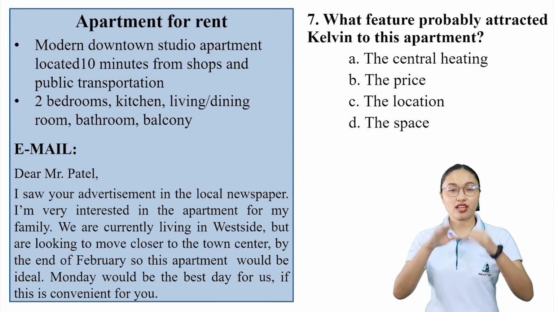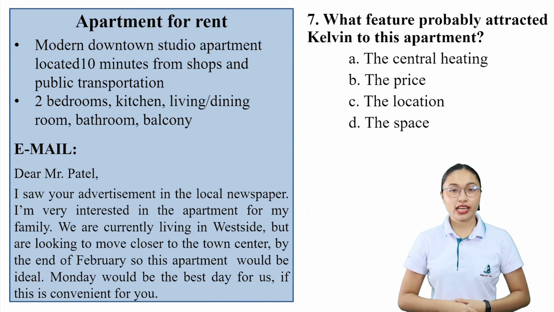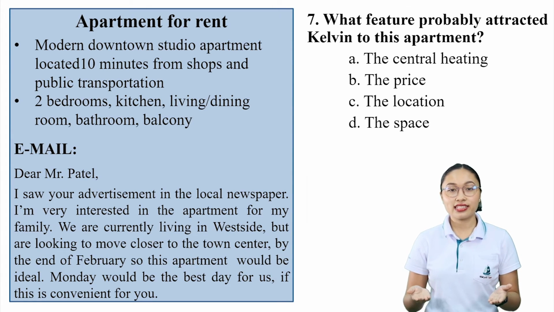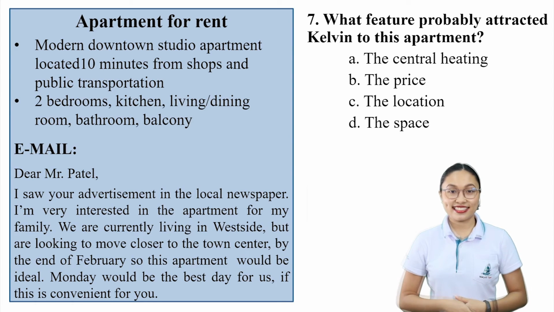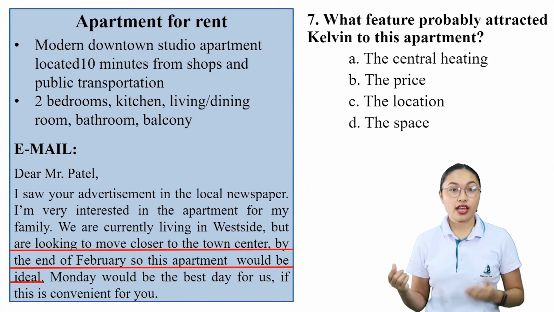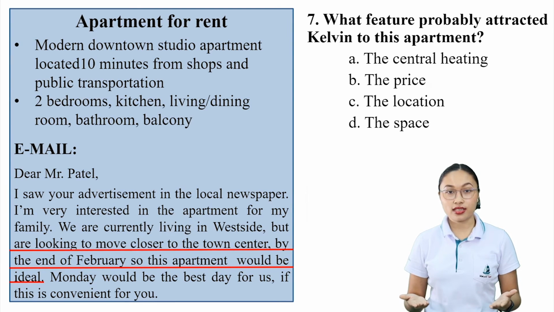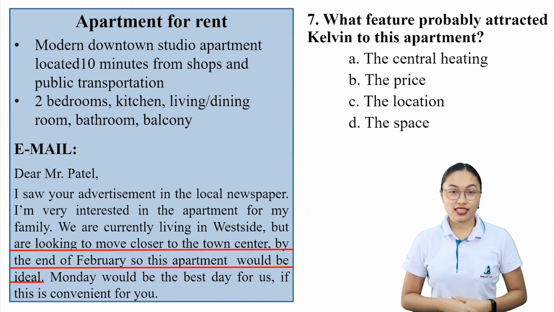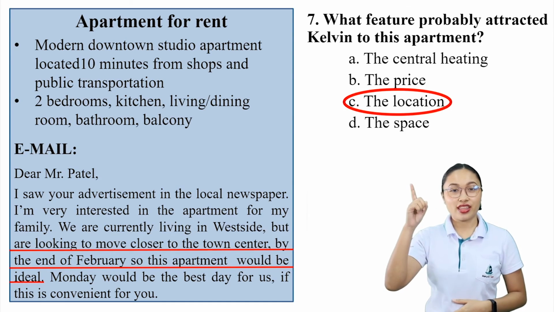Question number 7. What feature probably attracted Calvin to this apartment? As we already know, the answer to this question is found on both the advertisement and email. The central heating, the price, and the space were not the ones that attracted Calvin to this apartment, as these were not stated. In the third sentence of the paragraph, he says the family wanted to move closer to the town center. That's why he wanted to check the place. And so the best answer is very good. Letter C, the location.